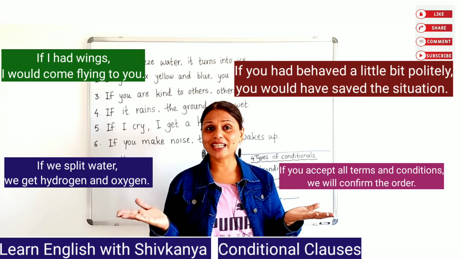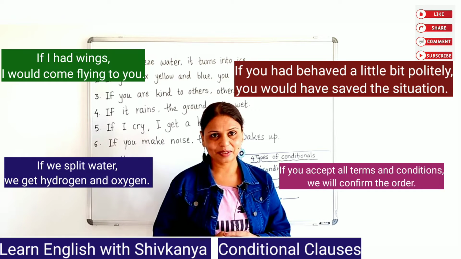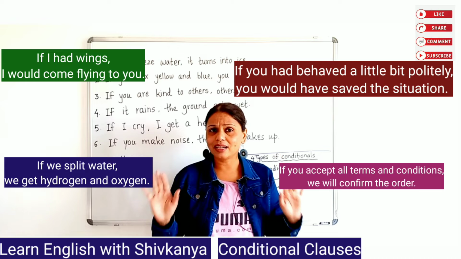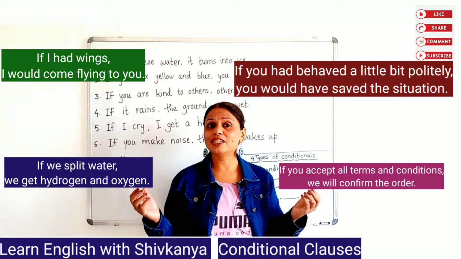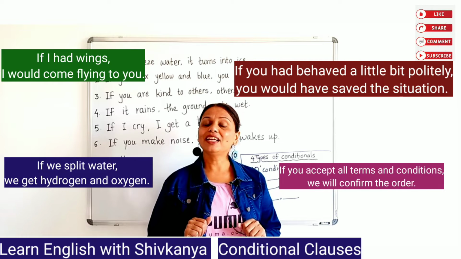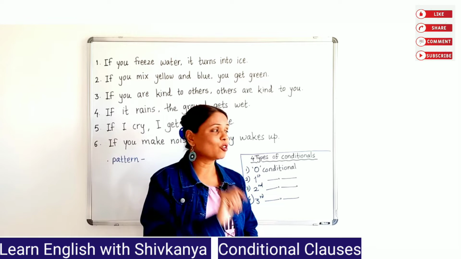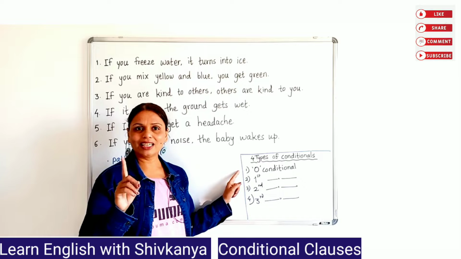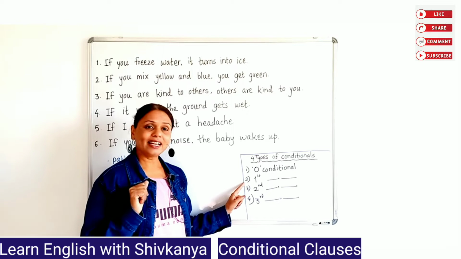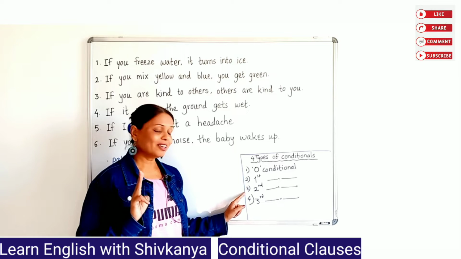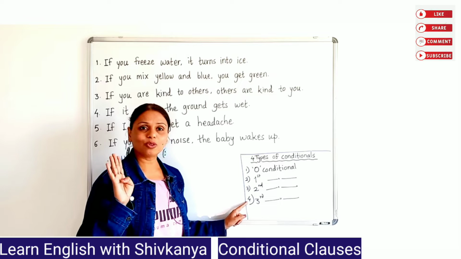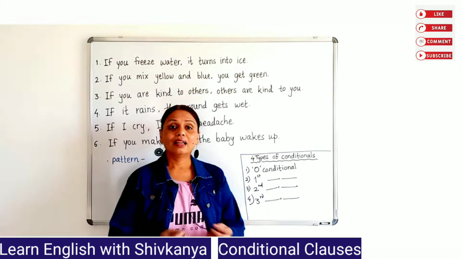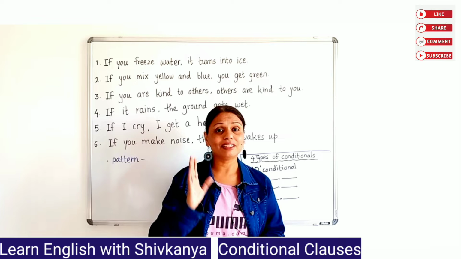Out of these 4 sentences, which one is correct? In fact, all of them are correct, but they are meant for different situations. In English, we have 4 kinds of conditionals, conditional clauses. The first one is a zero conditional, second is first conditional, third is second conditional, and the fourth one is the third conditional. This is a series of 5 lessons.